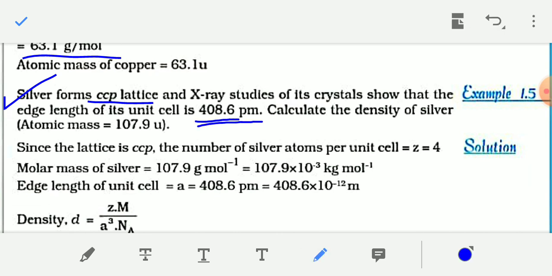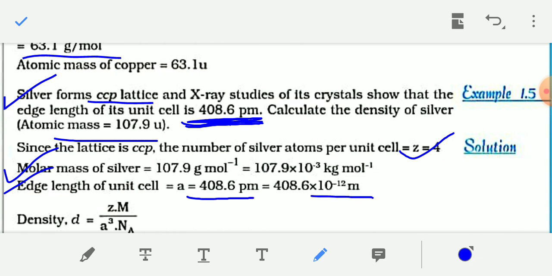So the value of a is 408.6 picometer. Here one thing you have to remember, that you have to convert picometer into centimeter by multiplying this value by 10 to the minus 10. Okay, and calculate the density of silver. The atomic mass of silver is given, the value of M is given, you have to calculate the value of d. Since the lattice is CCP, that is, FCC face centered, the number of silver atoms per unit cell is 4, the value of Z is 4, and the molar mass of silver, capital M, is 107.9 gram per mole. Okay, and the edge length of the unit cell is given as 408.6 picometer, and it is converted into meter by multiplying by 10 to the power minus 12.